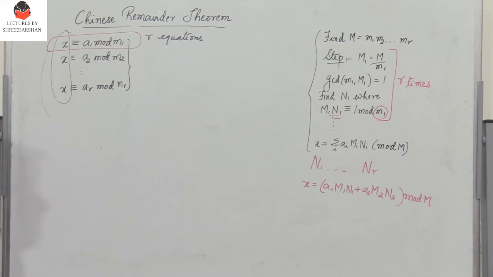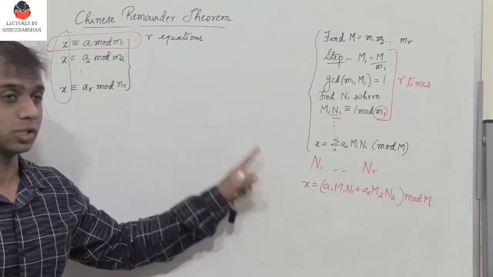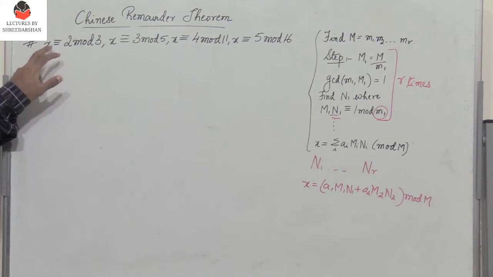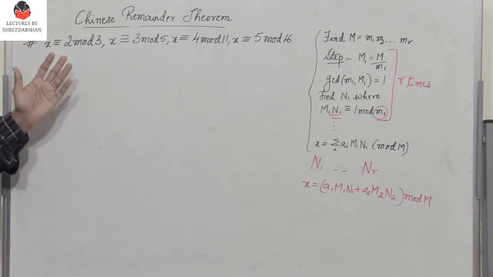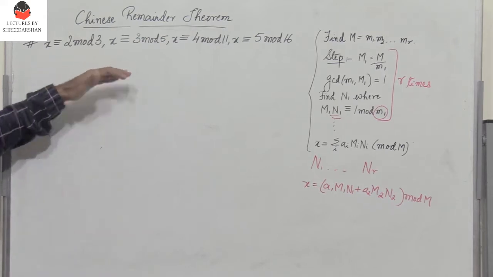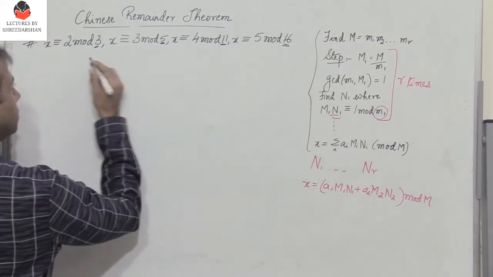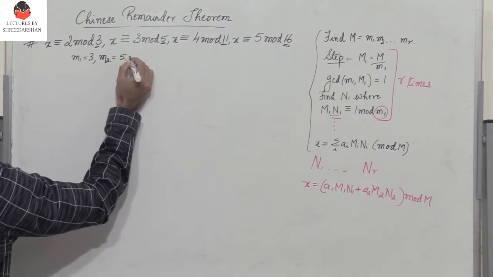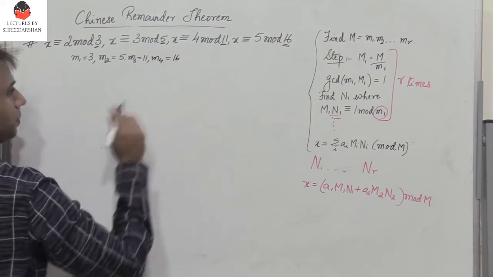Let's take an example and apply the Chinese remainder theorem, and we'll try to find the value of x which would satisfy all these equations. I've taken a problem here. There are four equations and we need to find the value of x. We find the value of x by using the Chinese remainder theorem. Since there are four equations, I have four values of m: m1 equals 3, m2 equals 5, m3 equals 11 and m4 equals 16.